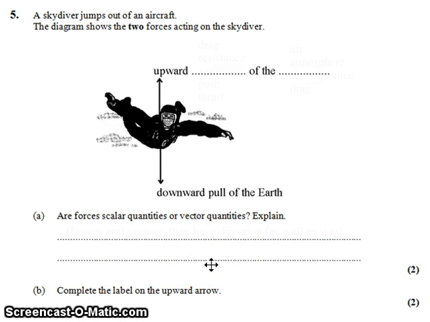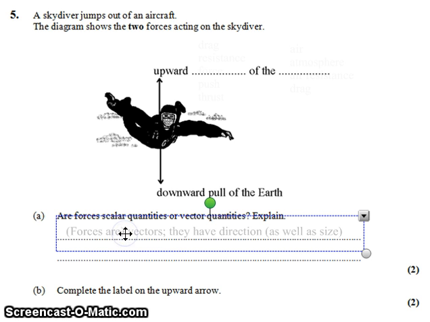Question 5. So part A, are forces scalar or vector quantities? They are vector quantities, and the reason they're vector quantities is because they have both size and direction, and it's direction that is the key thing. Scalar quantities only have size.